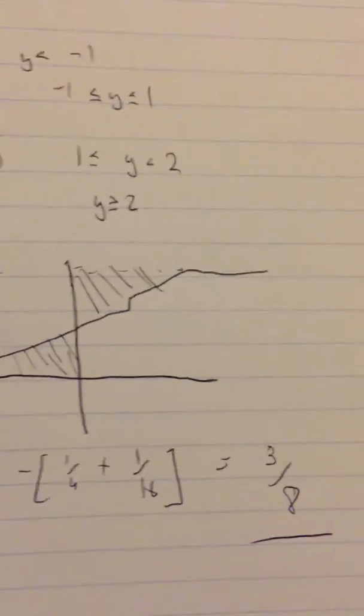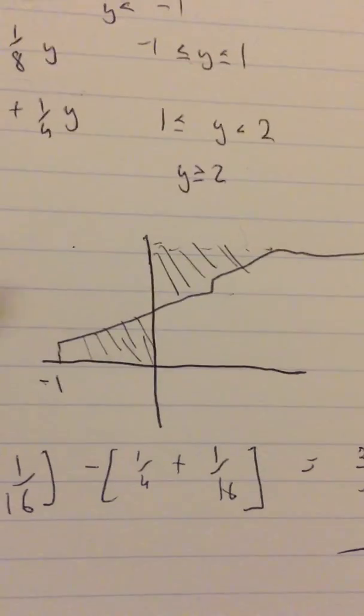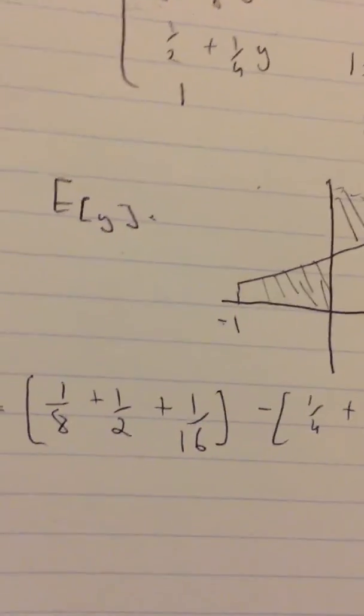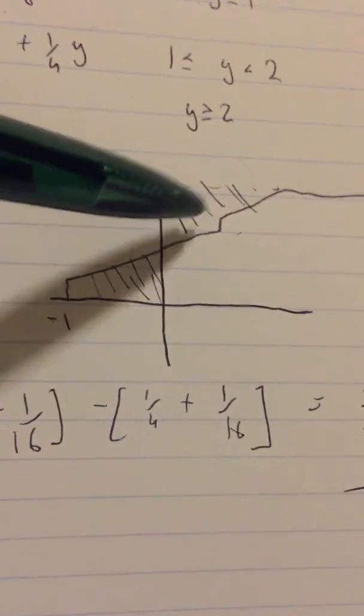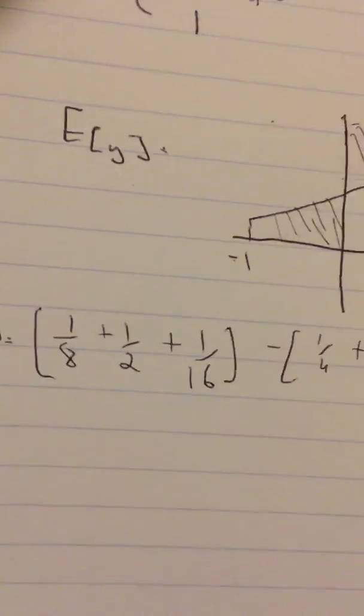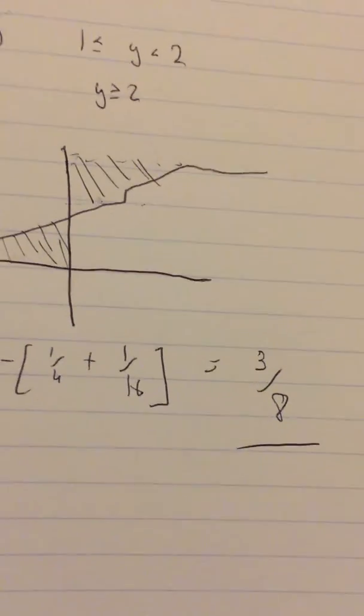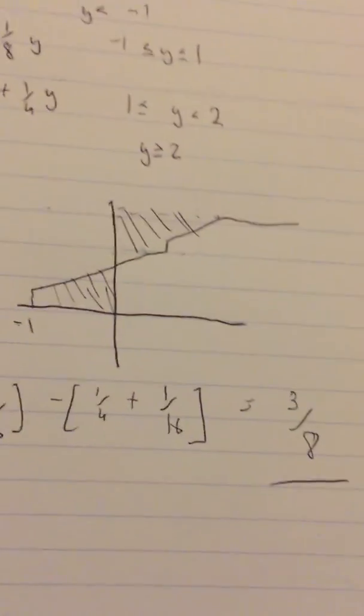And so to find the expected value, which is basically this shaded area minus this shaded area, we can break these shaded areas into squares, triangles, whatever you want to do, and we can use these values here. So it's 1/8 plus 1/2 plus 1/16 minus 1/4 plus 1/16, which equals 3/8. So that is the expected value, and this was question number 1. Thank you.